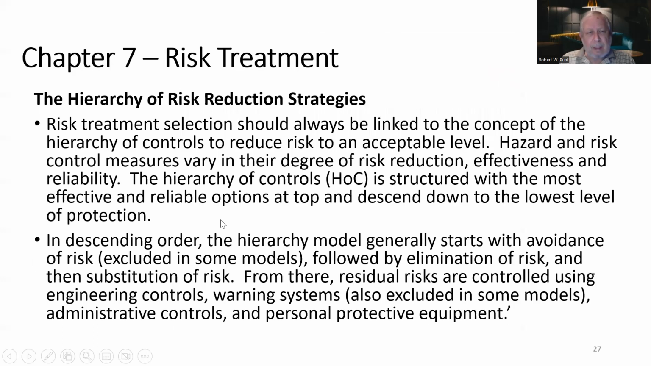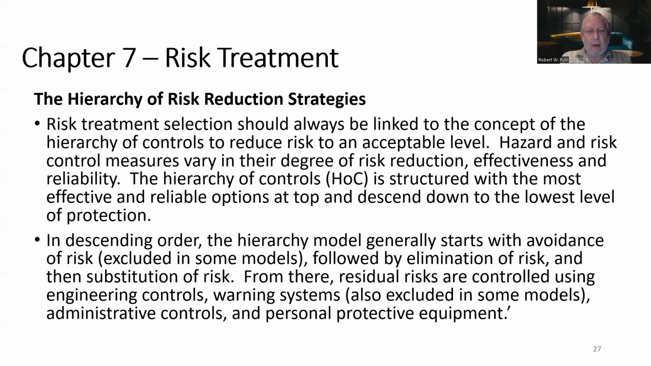But we're basically going to stick with looking at this as if you're the safety professional at the place, and you're looking at the people, and the hierarchy of controls is probably going to be your biggest guide. So, the hierarchy of risk reduction strategies. Risk treatment selection should always be linked to the concept of the hierarchy of controls to reduce risk to acceptable levels. Hazard and risk control measures vary in their degree of risk reduction, effectiveness, and reliability. The hierarchy of controls, which is usually abbreviated capital H, small o, capital C, is structured with the most effective and reliable options at top and descends down to the lowest level of protection.